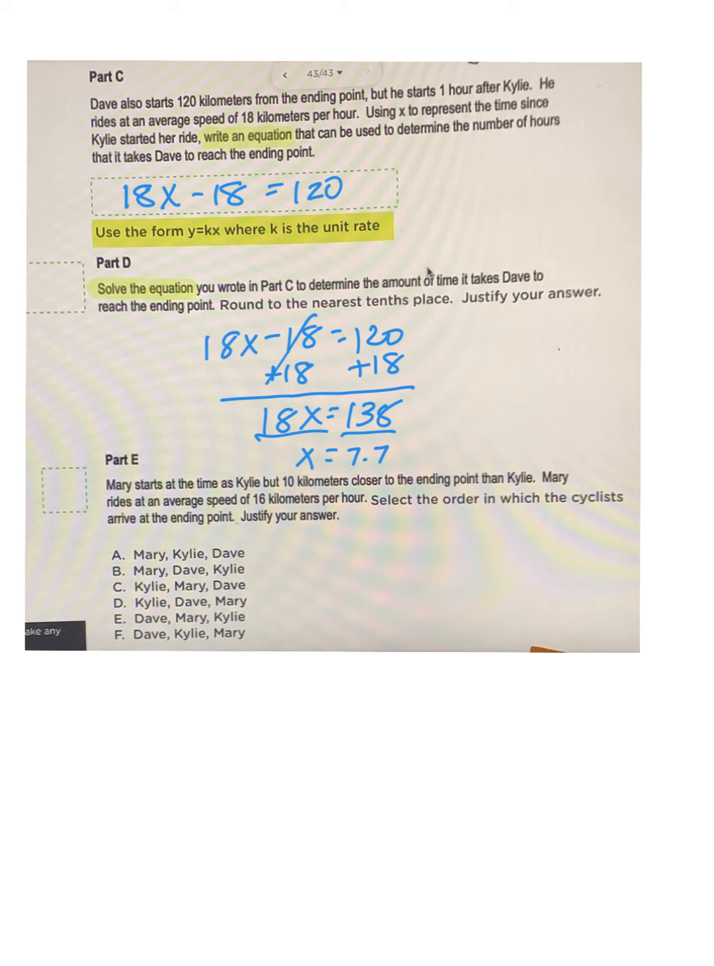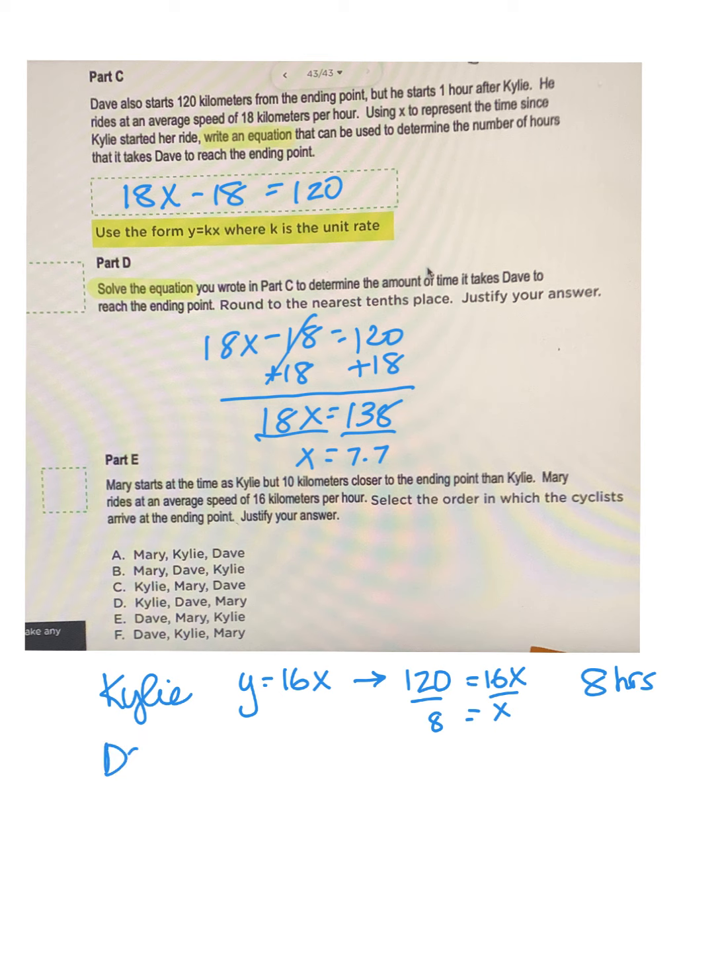For part E, now we want to know who came in first, second, and third place for this race. Well, we know that for Kylie, her equation was, what was it? She had 15 miles per hour. So her equation is y equals 16x, okay, where x is hours and y is total miles. So to figure out how long it takes her, we would put 120 in for y, because that's the length of the race. 120 kilometers is equal to 16x. If we divide both sides by 16, we get exactly 8, which means it takes Kylie 8 hours to ride 120 kilometers.